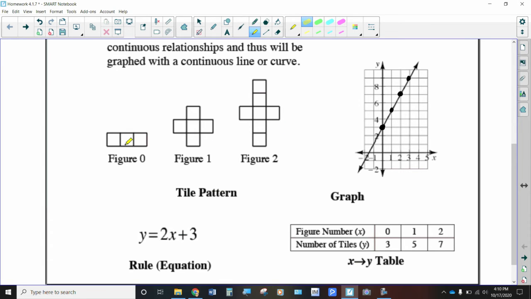So if we look at this, here's the tile pattern where you start off with figure 0 has 3 tiles. So that corresponds to the starting amount in your rule, or when x is equal to 0, y is equal to 3, which is your y-intercept in your graph. And then we're looking to see, all right, so how does this pattern grow? It goes from 3 to 5 to 7, and every single time you get that growth happening where it increases by 2 every single time the figure number increases by 1. So that's the growth factor that you see here, which is the slope of the line.